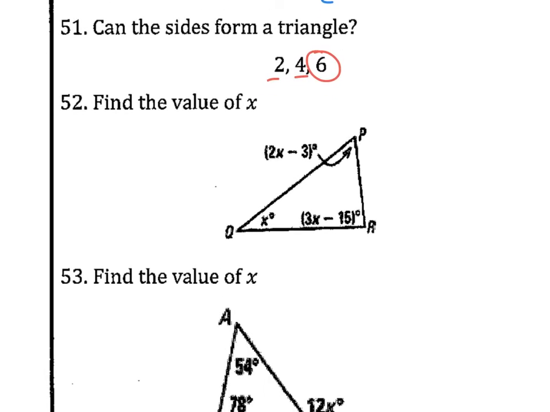52, you're to find the value of x. Again, you've got 3 angles here: 2x minus 3, 3x minus 15, and x. Together, all these angles equal how many degrees? So if I were starting to set my equation, I'd say 1x plus 2x minus 3 plus 3x minus 15 equals what? How many degrees? You should be able to know that.